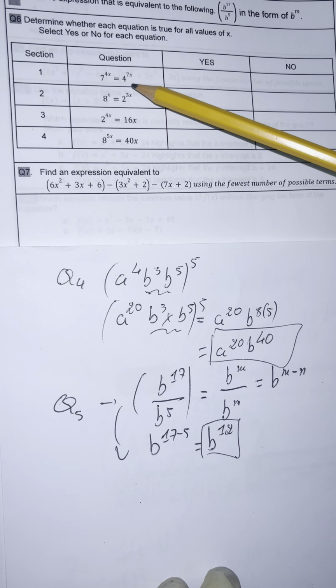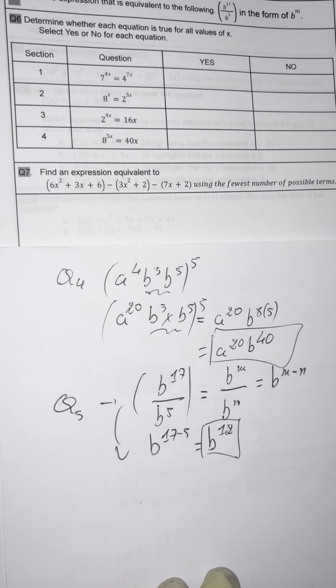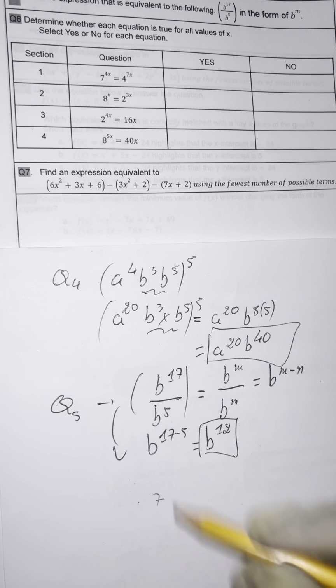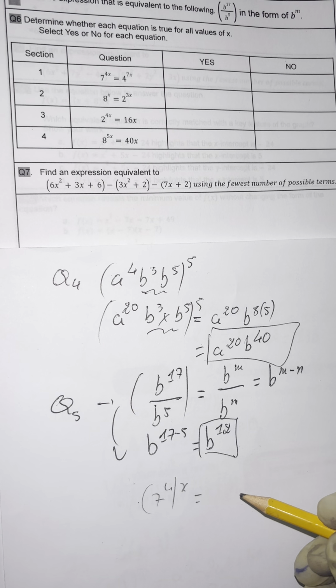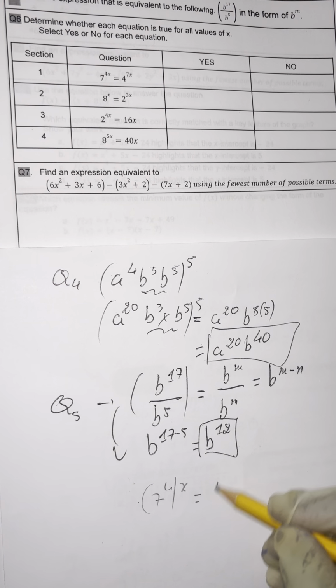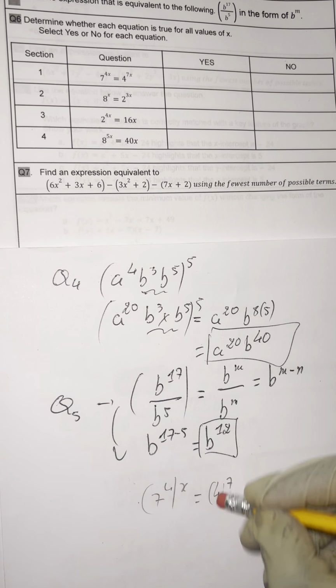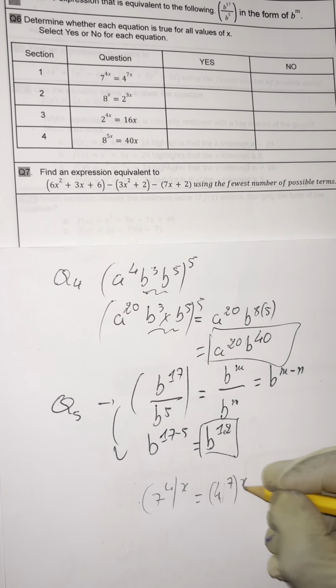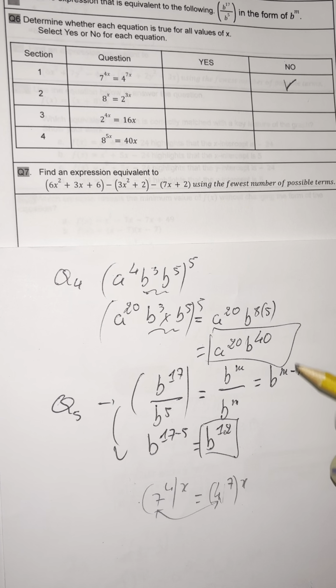Alright, so they have 7 to the power 4x. Pretty much we can rewrite this one as 7 to the power 4 to the power x, just like we did with this one. And they ask, is it equal to 4 to the power 7 to the power x? Are these two equal? Obviously not. You can plug it in a calculator. They're not going to give you the same value. So no. Okay, move on to the next one.